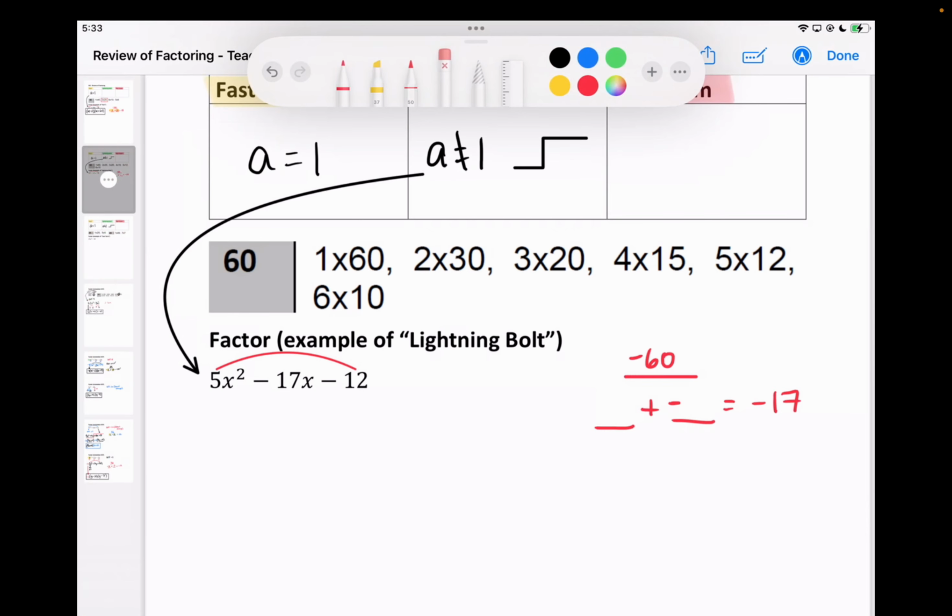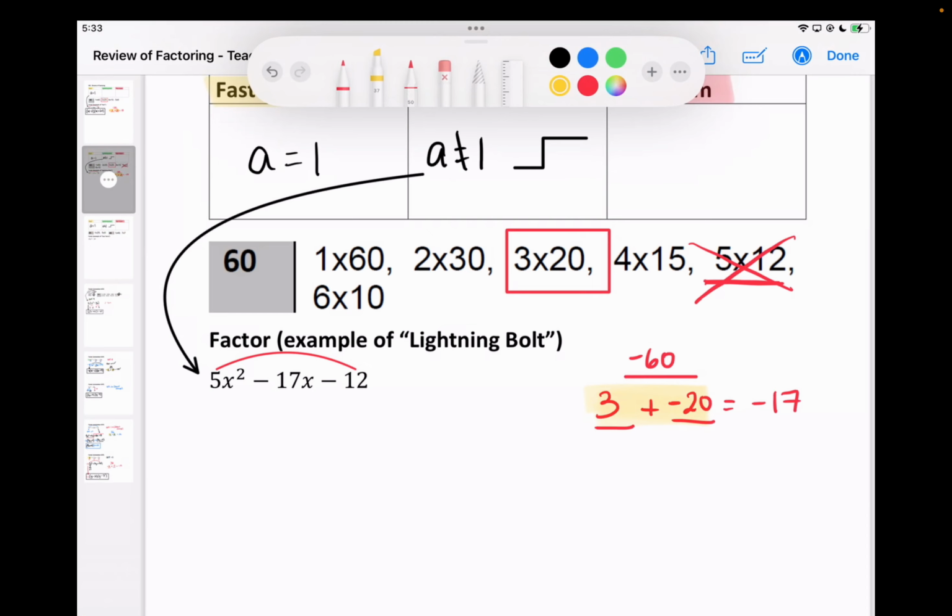So I'm going to go to my chart. I went ahead and pulled it up. And I'm going to find the pair where one of them's positive, one's negative. In this case, I'm going to use this pair, 3 and 20. Now just remember, only one pair works. So 5 and 12 look like they could work, but they would only work if both of them are negative, and you have to have one negative and one positive. So that doesn't work. So I'm going to use negative 20 and positive 3 as my two answers. Now here's the problem.